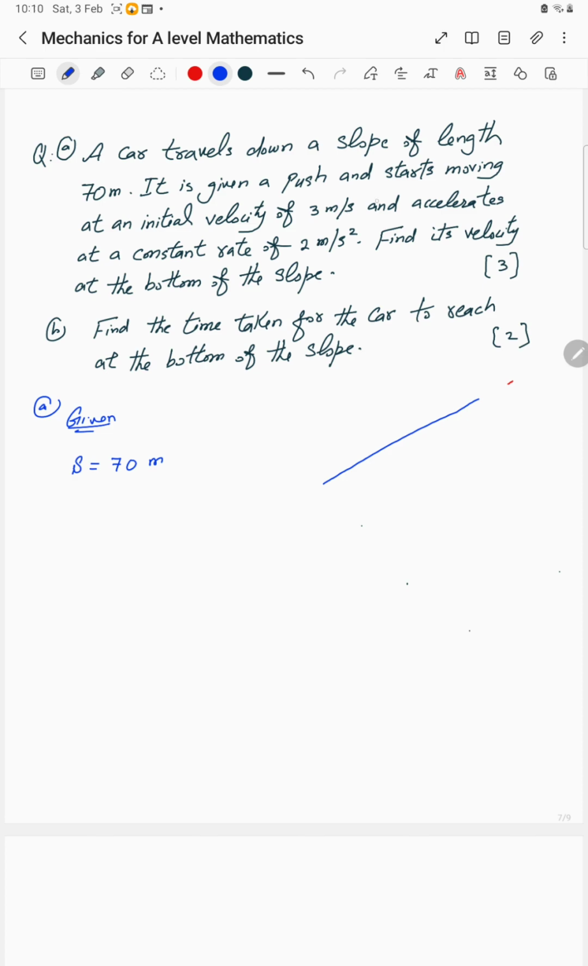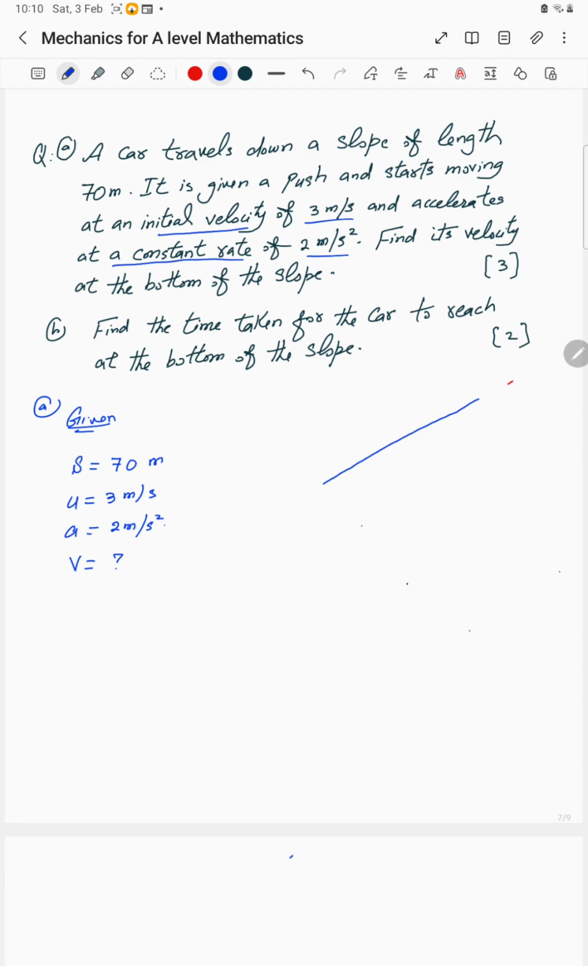It is given a push and starts moving at an initial velocity of 3 meter per second. It means u is 3 meter per second, and it accelerates at a constant rate. So acceleration is constant, that is 2 meter per second square. Find the velocity at the bottom of the slope. So we are looking for this v.